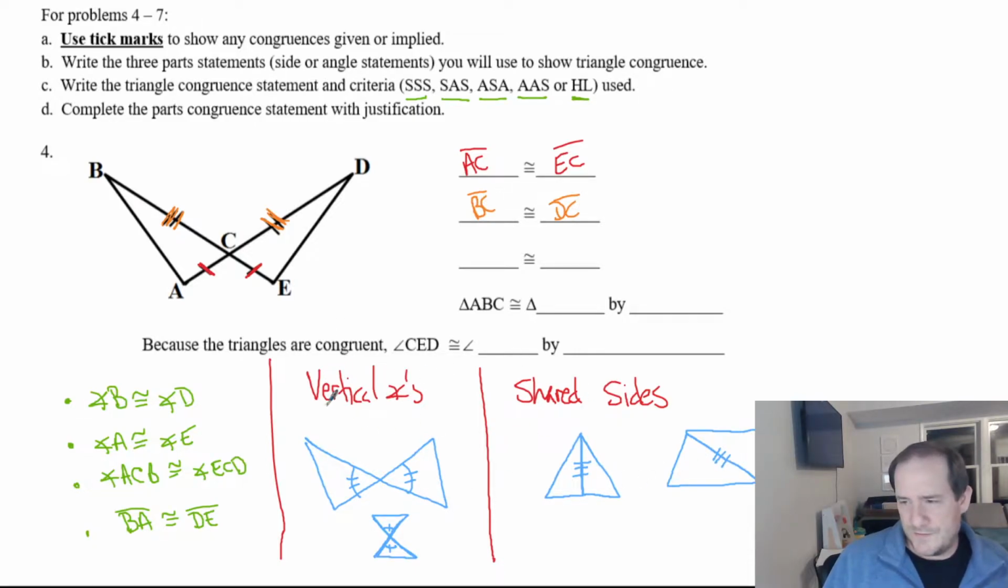Of those 2 options, vertical angles and shared sides, I hope you can see that we've got vertical angles right here. So the one piece of information we can get for ourselves is this one right here, the one about angle ACB and angle ECD. ACB, ECD, we can say they're congruent. We even have a reason why. We can prove it by vertical angles. That's the only thing you can use.